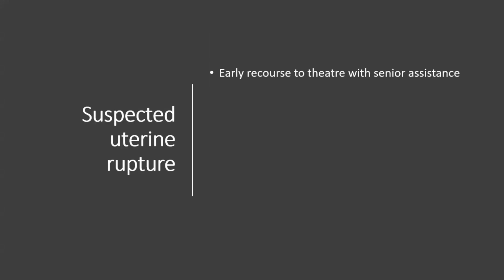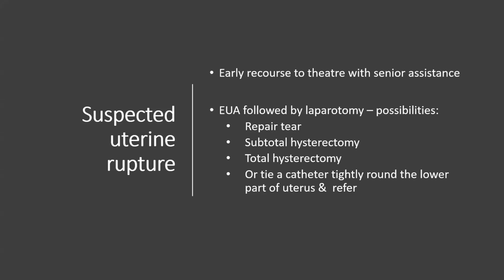So if you suspect a uterine rupture, early recourse to theater with senior assistance, you do an EUA, you do a laparotomy. You are either going to repair the uterus, do a subtotal hysterectomy, or a total abdominal hysterectomy. If you lack the skill to do a hysterectomy, you can always tie the uterus with a catheter. I'm going to show you a picture in the next slide. But remember, if you are working in a maternity unit, medical officer, registrar, consultant, you must be able to do a subtotal hysterectomy. It's a life-saving operation. Anyone who can do a cesarean section should be able to do a subtotal hysterectomy, at least minimum.